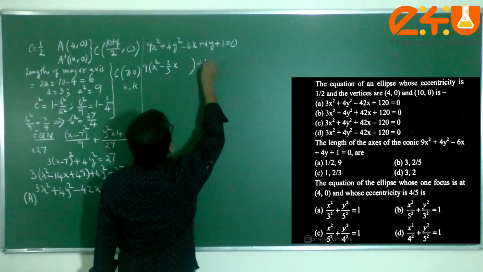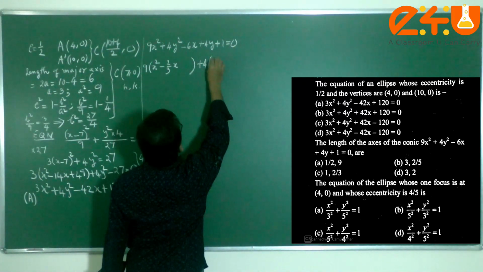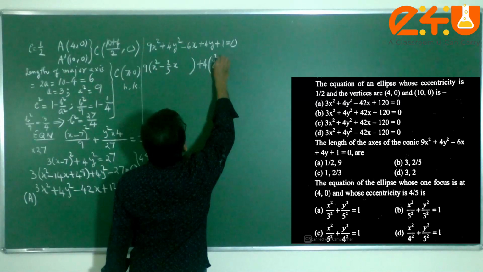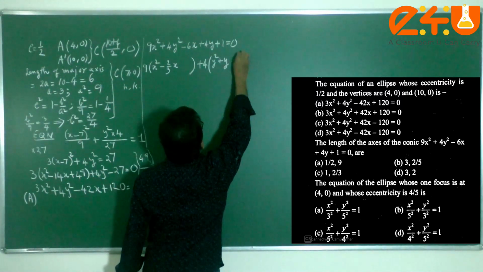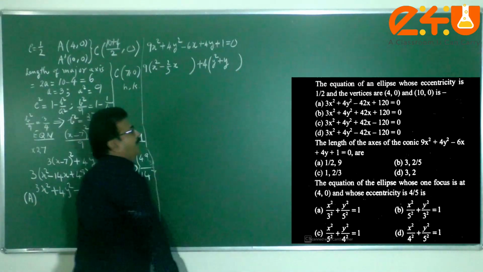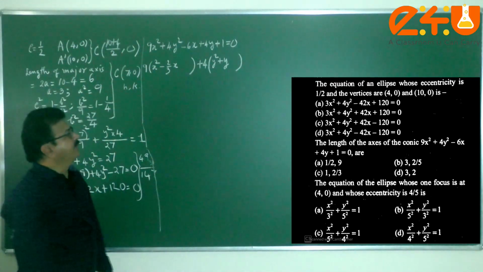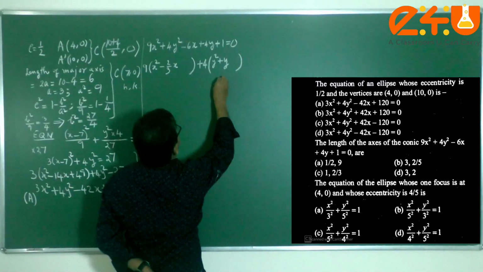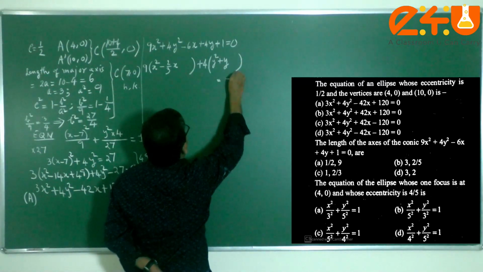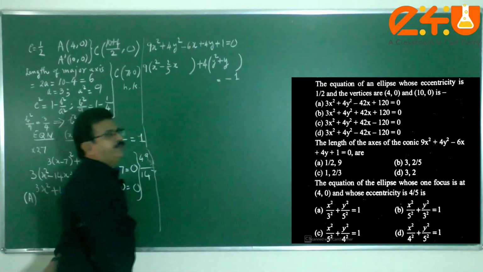Take 4 as a common factor between the y terms. What I get is y squared plus y, and as earlier leave a space and complete the parenthesis. The constant 1 is moved to the RHS.